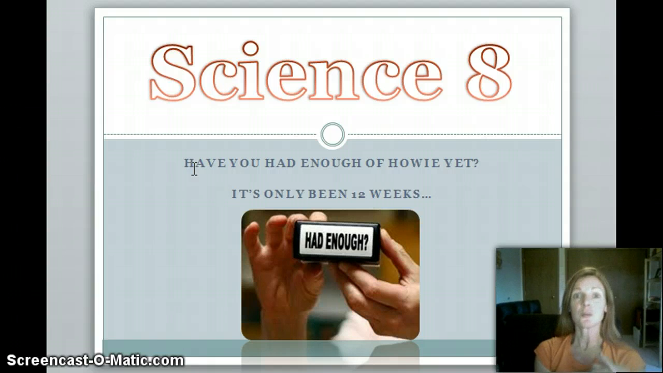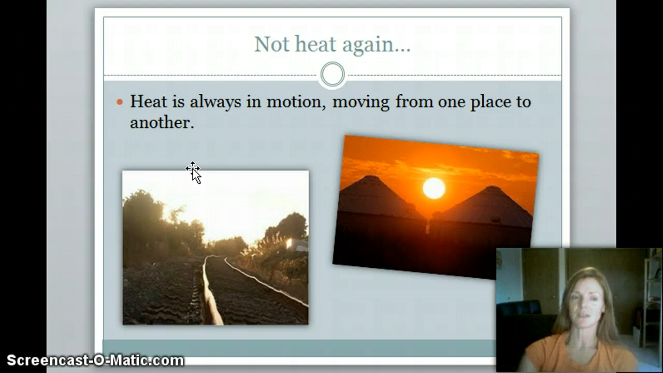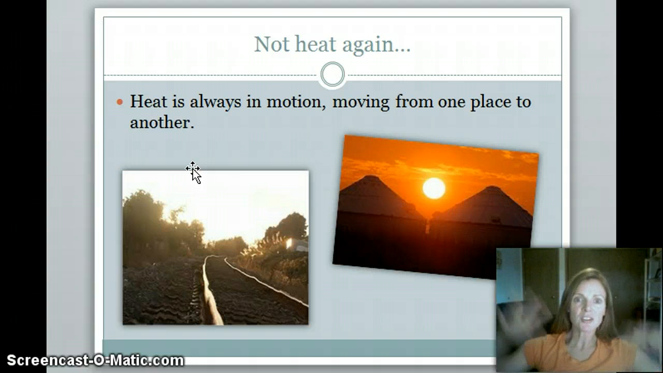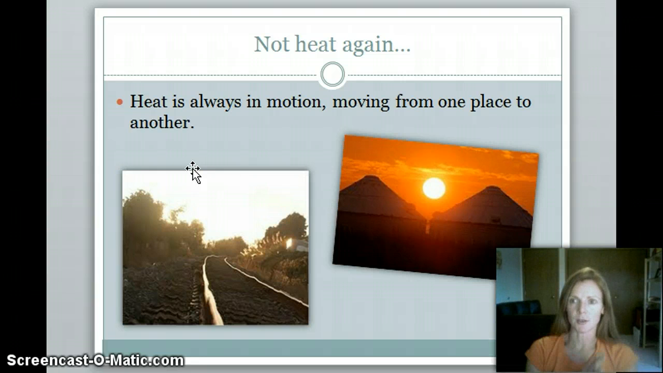Anyways, we're on to yet another unit, and yes, it has to do with heat. So go figure. Last week we talked about thermodynamics. This week is about heat transfer. It's very important. We've been talking a lot about it.